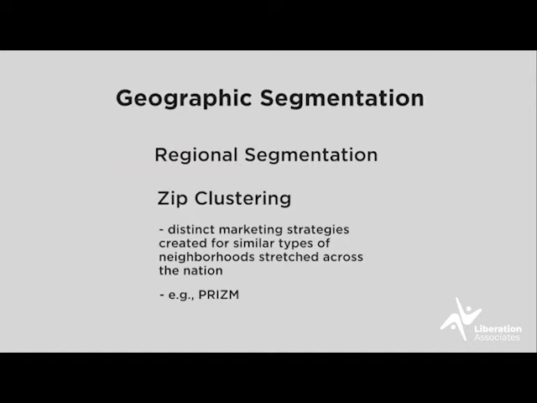So, geographical segmentation. I talked about regional segmentation, the way people think, people stay in the same areas. Distinct marketing strategies are created for similar types of neighborhoods stretched across the nation. People who stay in Banana Island most likely think the same way. Their kids most likely go to the same schools. People who stay in some other areas also think the same way, and their kids most likely go to the same schools. Now, people who stay in some areas have an 80% chance of shopping in the same place, going to the same websites, because those are things that are being marketed in those areas.